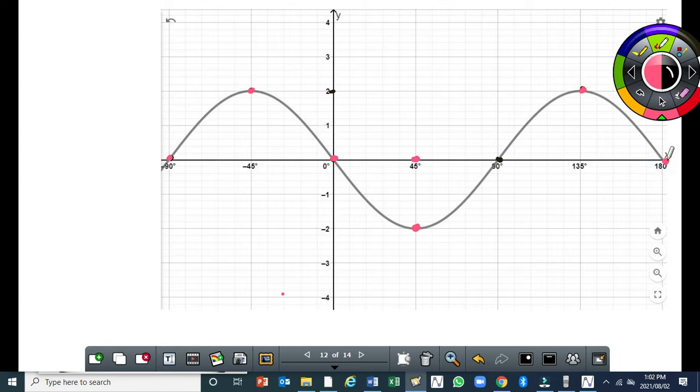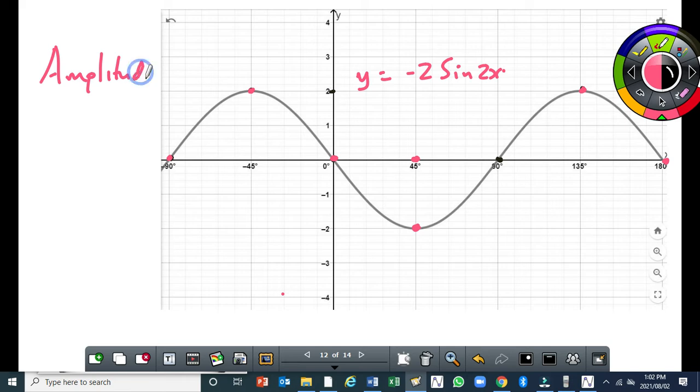And the equation for this graph is y equals minus 2 sine 2x. Must you indicate that? Yes, you have to label your graph. Then let's write down the properties.